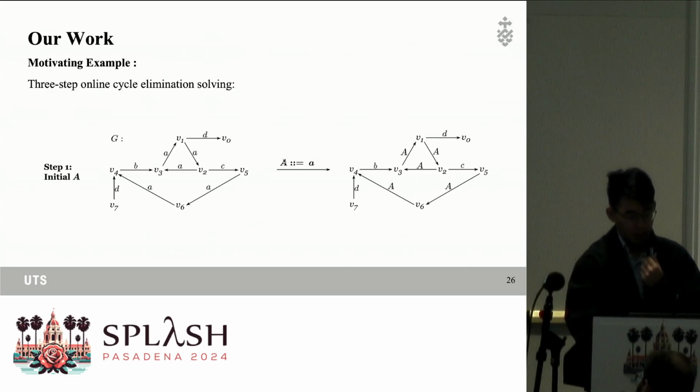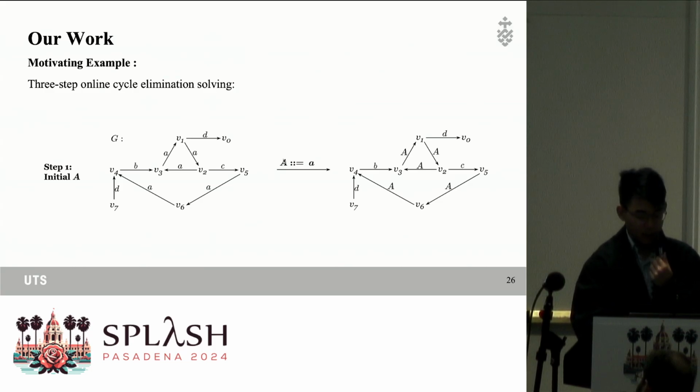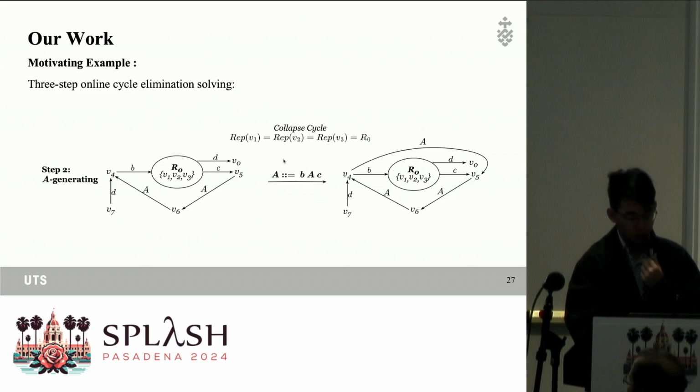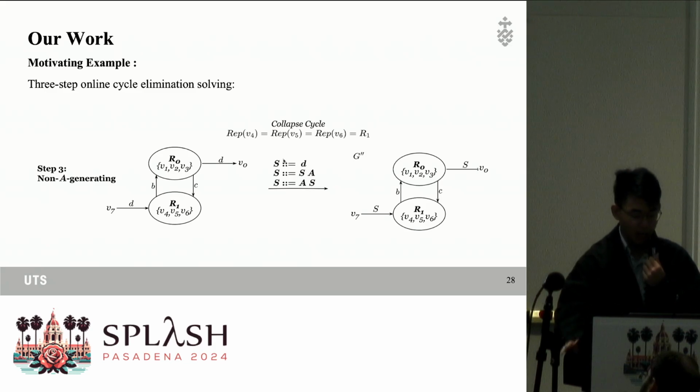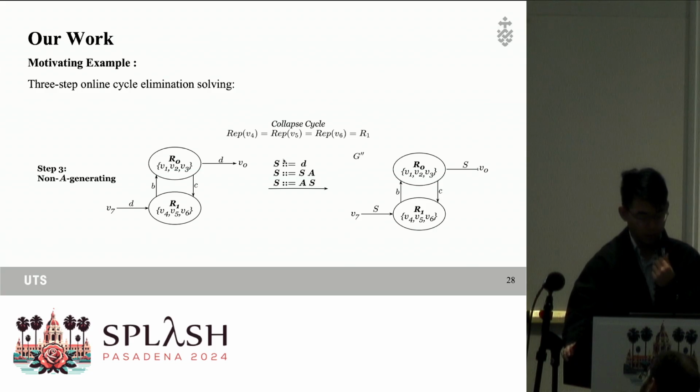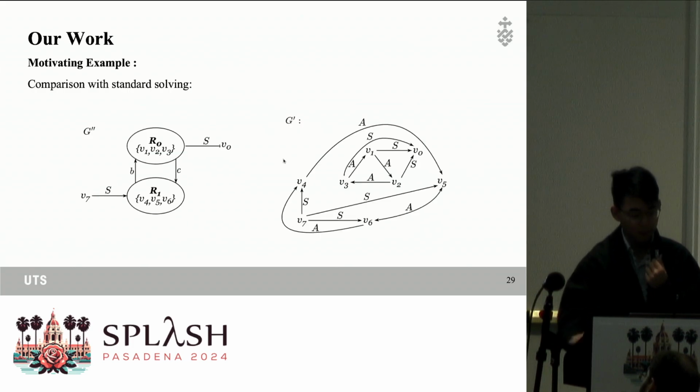In the first step, we start by solving just the transitive symbols. And then we consider the generating rules that can generate the A symbols, which can be seen on the right-hand side. After that, we collapse the cycles that occur in this process. And then after the cycle elimination, the graph has been shrunk. So we then consider other A-generating productions. In comparison with standard solving, with online cycle elimination the graph is shrunk, and so the computation cost is reduced.